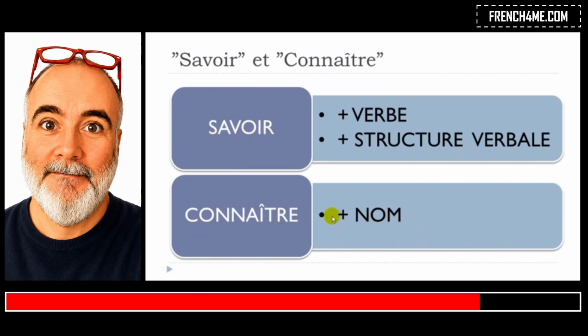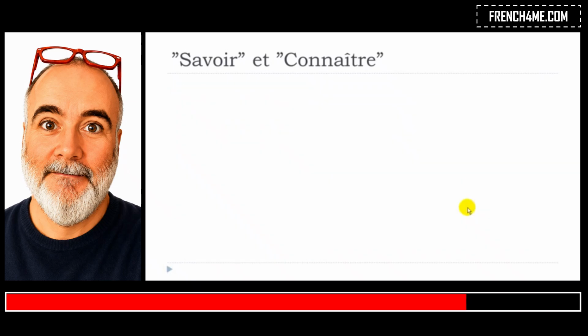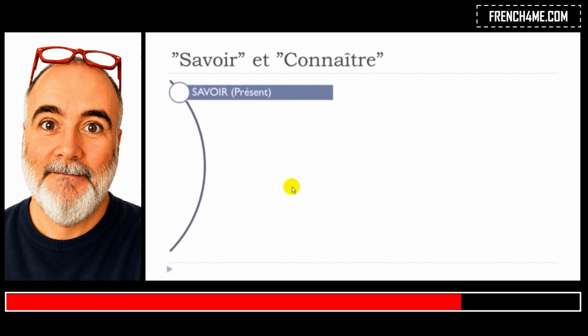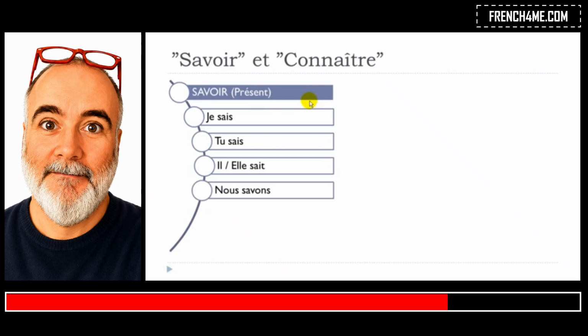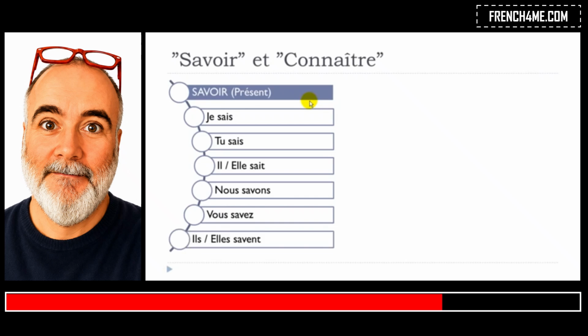So connaître plus a noun, avec un nom, and then savoir with a verb, or a verbal structure, or let's say a sentence if you want. First, of course, we should remember how to conjugate savoir at the present form. Je sais, tu sais, il sait, elle sait, nous savons, vous savez, ils savent, elles savent.